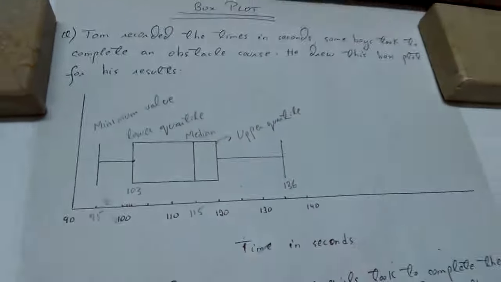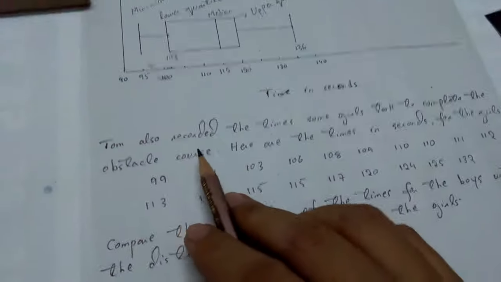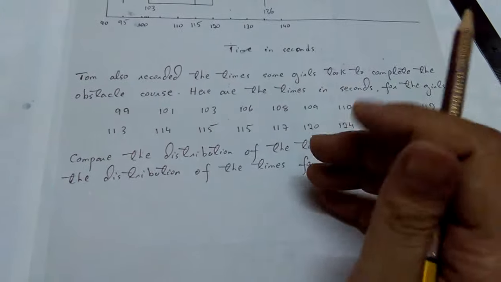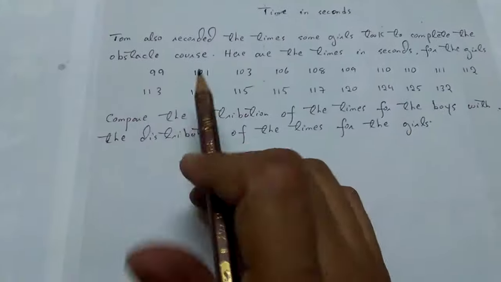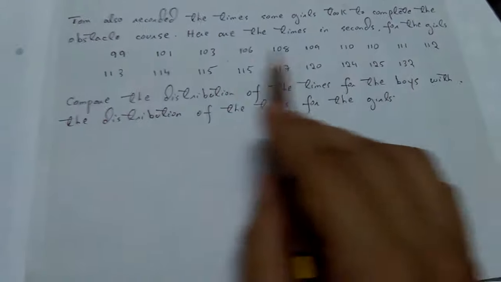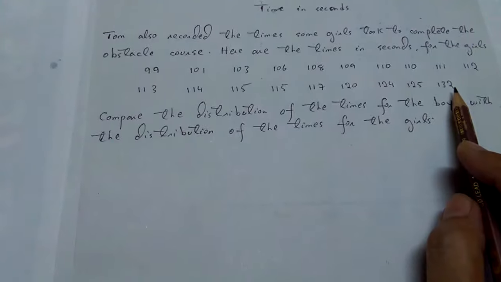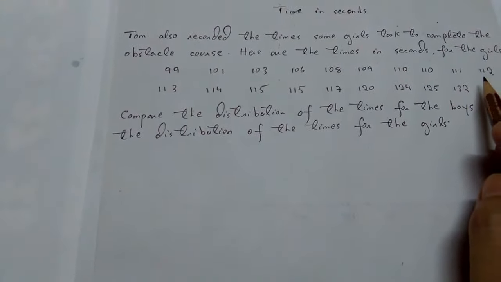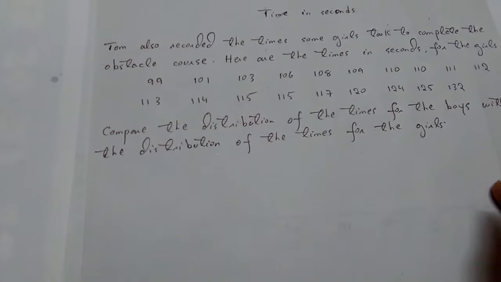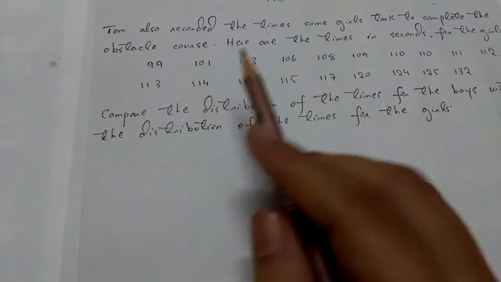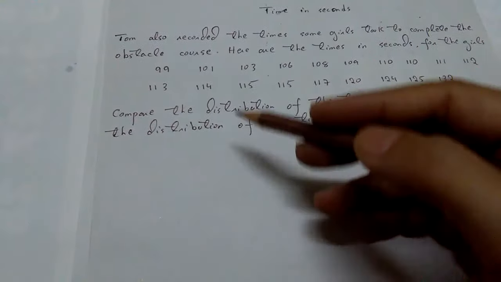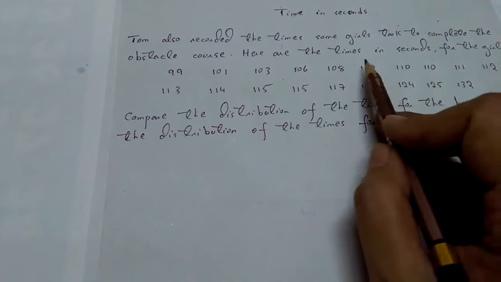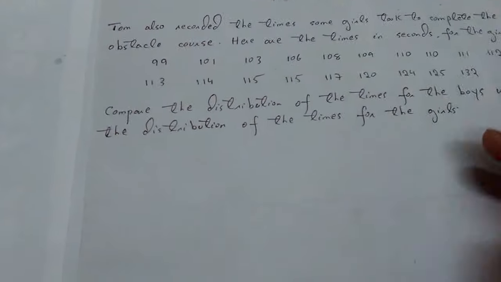Now this person has recorded times for a group of girls as well who have also performed the obstacle course. Here is ungrouped data representing the times in seconds. There are nearly 19 values, which is definitely an odd number of data, and it is already arranged in ascending order. So we have to draw the box plot for this set of ungrouped data.